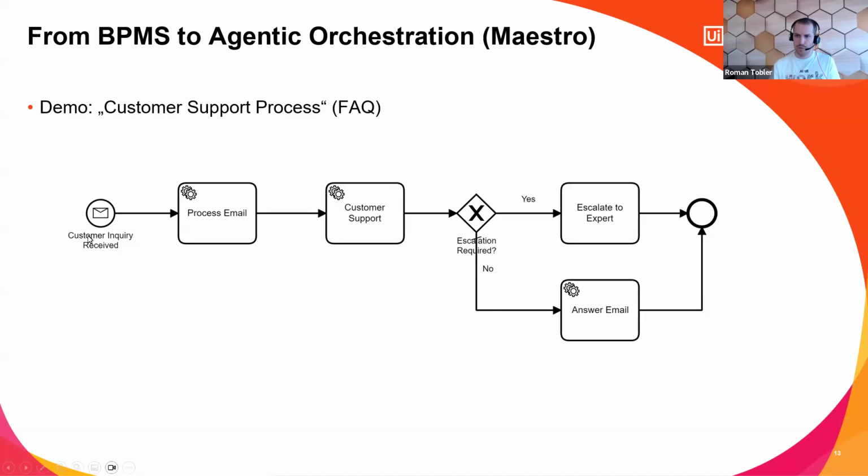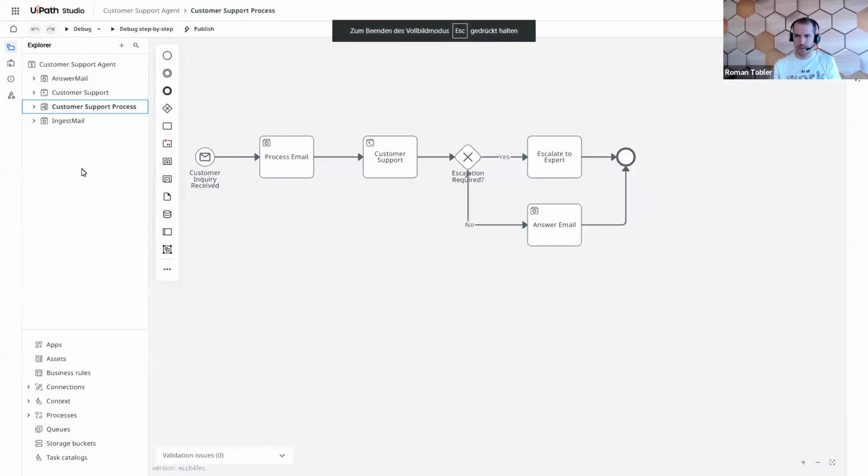I want to show you how we can automate a process like this. We receive a customer inquiry and process that email. I'll be very specific about what we do with this. We hand it over to customer support, and this decides: do we need a human escalation to an expert, or can we simply answer this question? Because it's maybe a frequently asked question, we just provide feedback. So let me hop on over here.